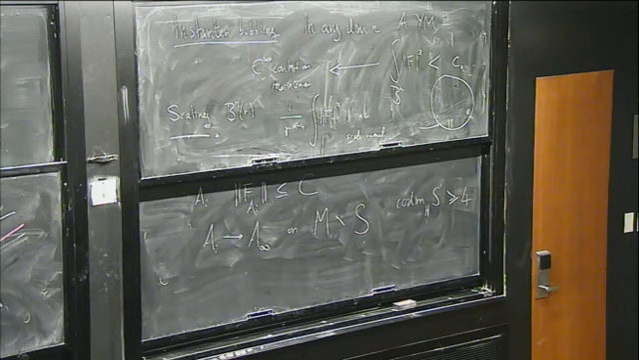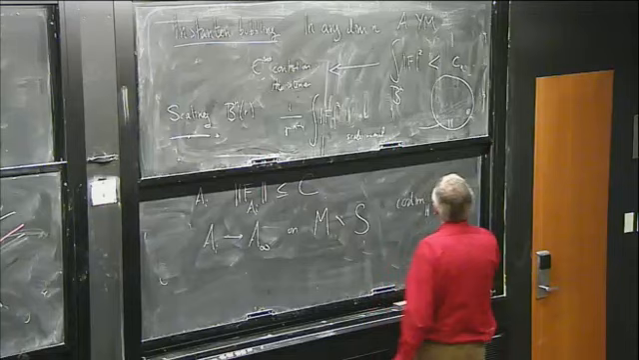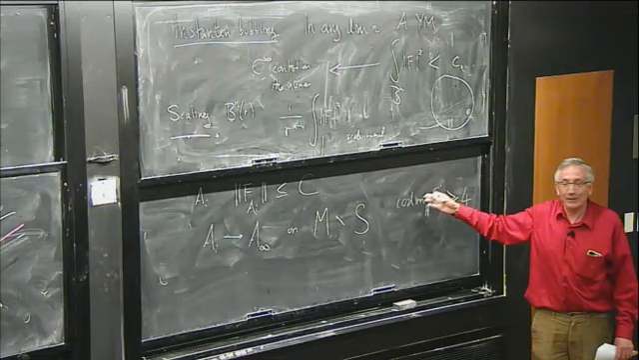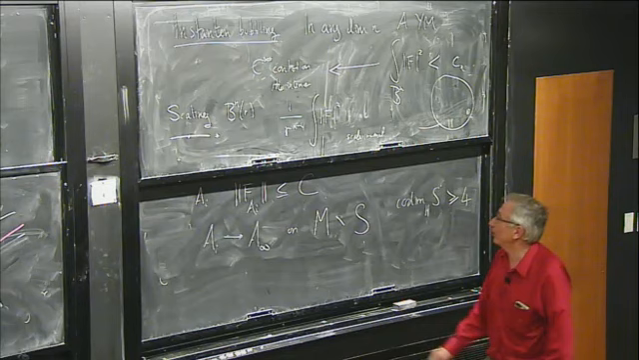But I should emphasize that a priori this set could be very bad. I mean, it's just a general set. It is not a priori a manifold or anything like that. It could be a badly behaved set. But this is what one gets just from the general nature of things.